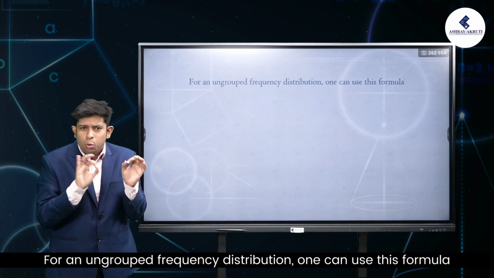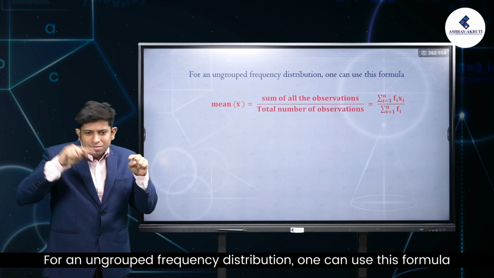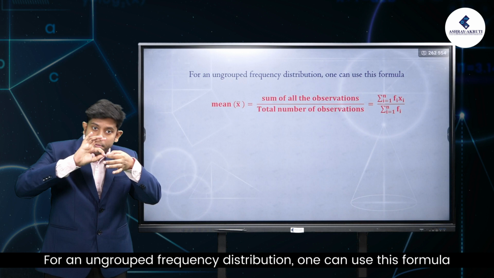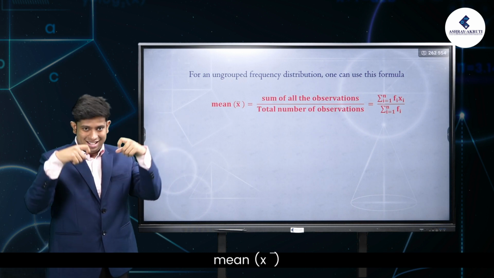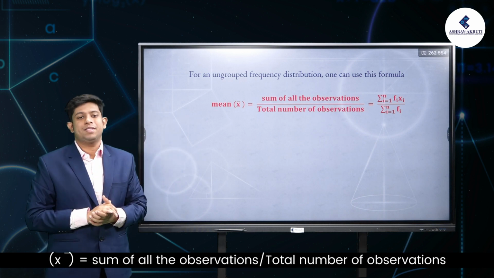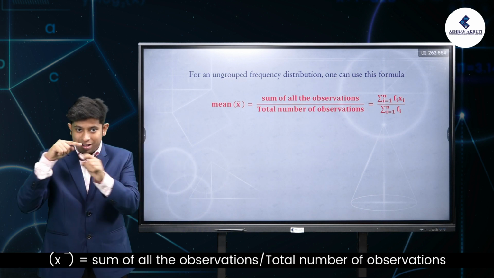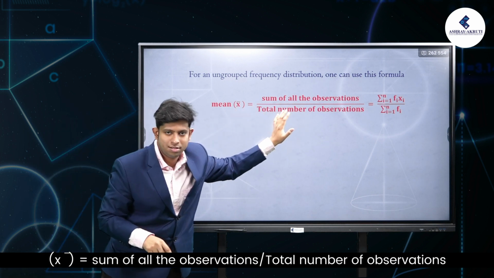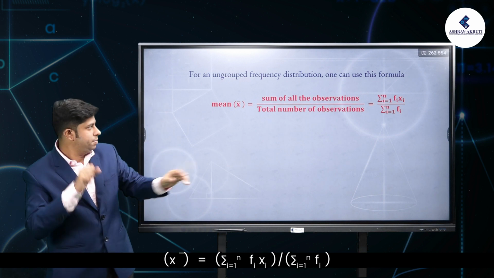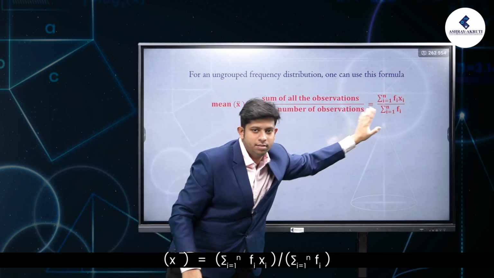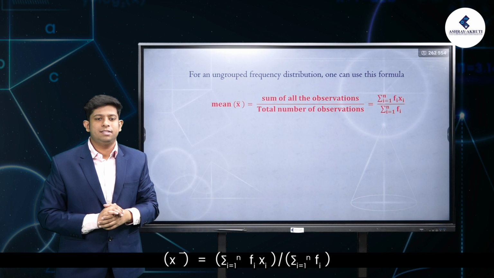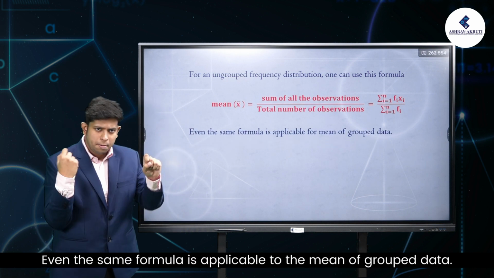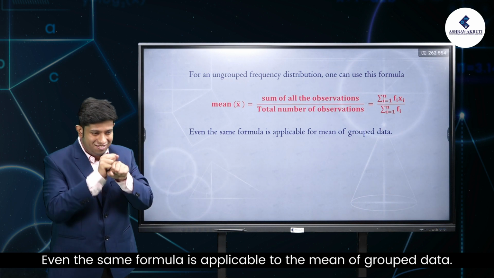For an ungrouped frequency distribution, one can use this formula. Mean x bar is equal to sum of all the observations by total number of observations, that is equal to summation i equal to 1 to n fi xi by summation i equal to 1 to n fi. Even the same formula is applicable to the mean of grouped data.